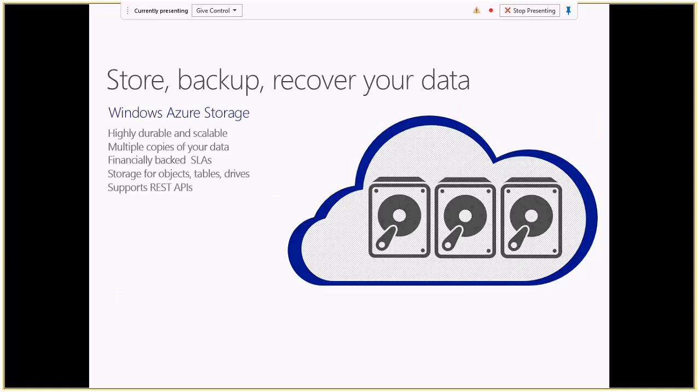The other way we look at it is table storage. That's really a NoSQL database, which is ideal for storing structured non-relational data.